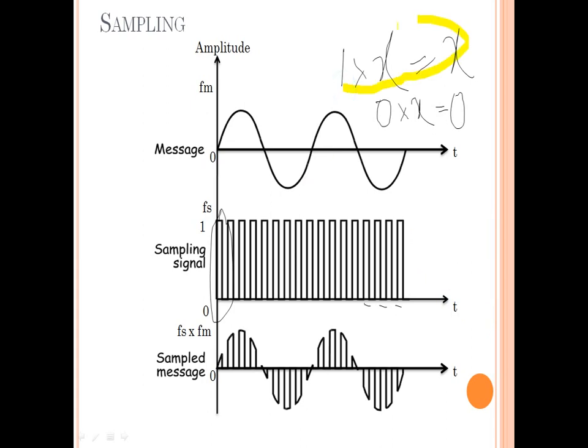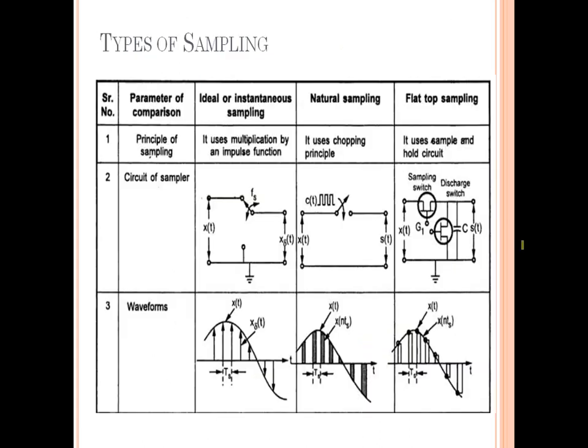So 1 into x is x, so any value here, if I multiply it with 1, it will give the same value as shown in the sampled message signal, as I'm highlighting with these yellow colors. And if I multiply these zeros, it is 0, here it is 0, then another 0. If I multiply 0 with any message signal, it will be 0. So that's how my sampled signal will look. So this is basically how pulse amplitude modulation is done.